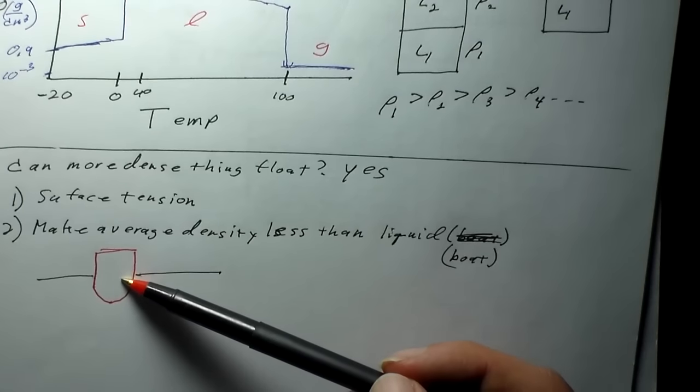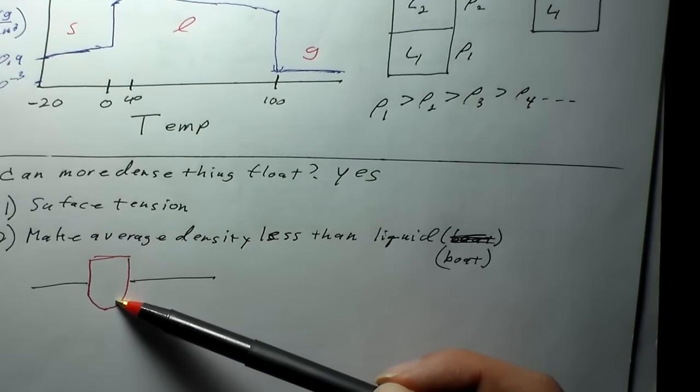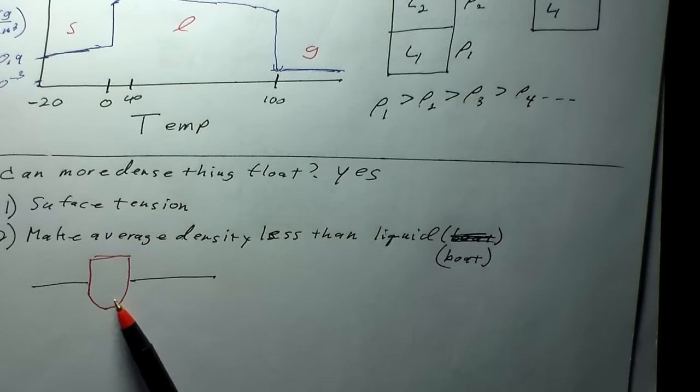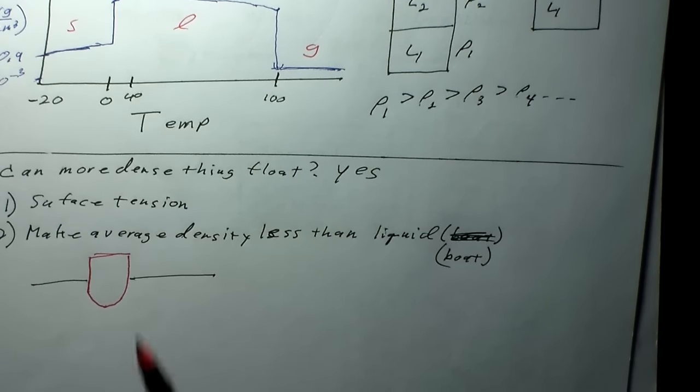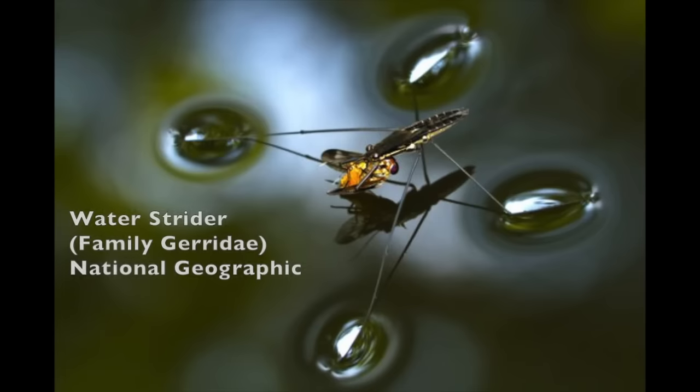Of course, if you overload the boat, such as if you spring a leak and water starts rushing in, then the boat will definitely sink. Okay, so this is the way that you can make a boat and make things float. So the surface tension, this is actually used a lot by bugs. If you ever see little bugs walking across the water.